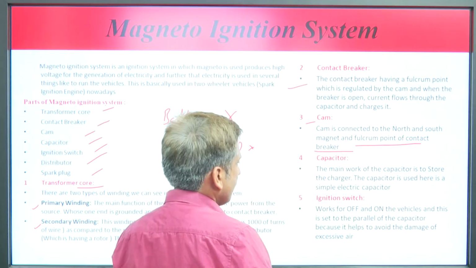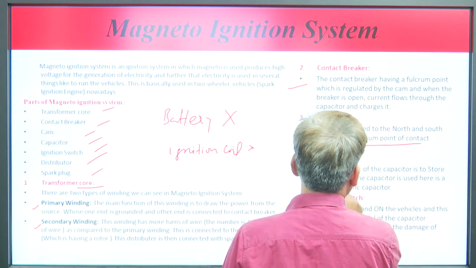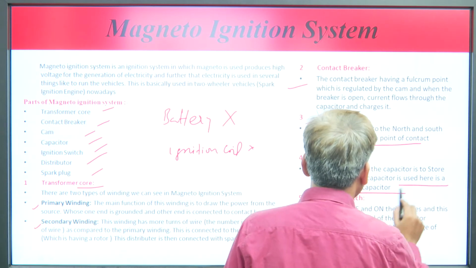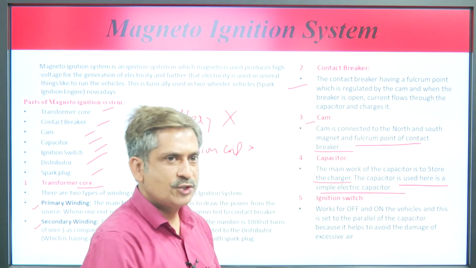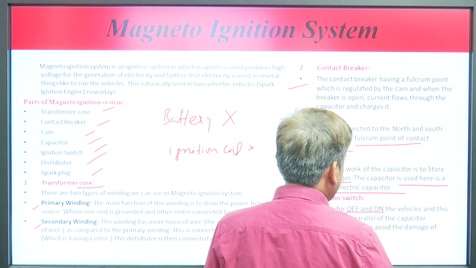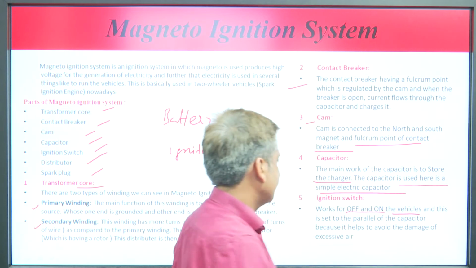The function of the capacitor is to store the charge. The capacitor used here is a simple electric capacitor. Then the ignition switch is simply for on and off operation of the vehicle.